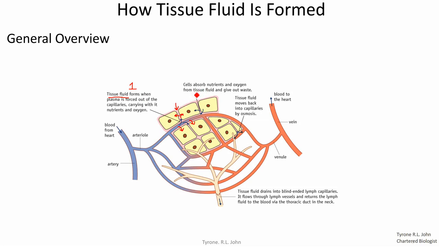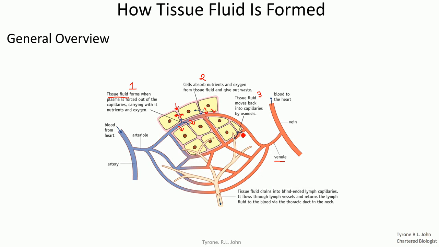The next thing is the waste products. So number two, the waste products from the cells enter the tissue fluid. My red arrows there are the waste products entering the tissue fluid. And then at the venule end, number three, we get the tissue fluid moving back into the capillaries and carrying all the waste products with it. That's what those blue arrows represent.